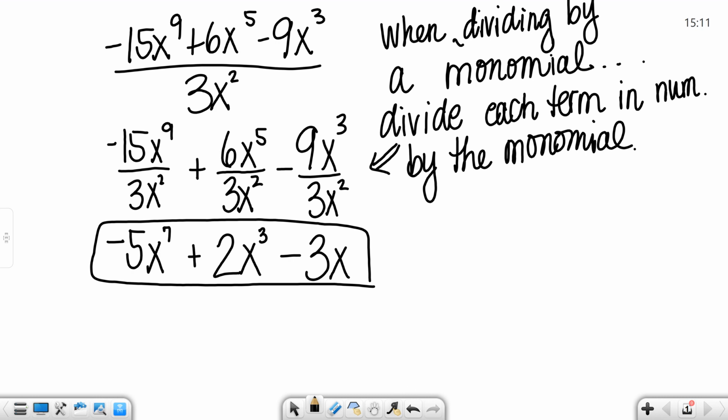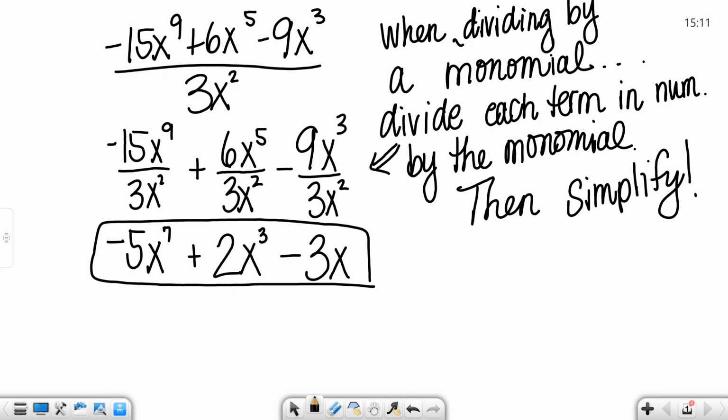All right, so just making sure that when you're dividing by a monomial, you can separate it like this and then simplify each one. So make sure that you simplify after you have written it this way. Okay, which is what I've done here, and I have our solution there in the box. So this is everything for section 5.5.